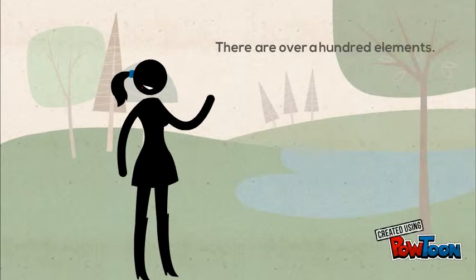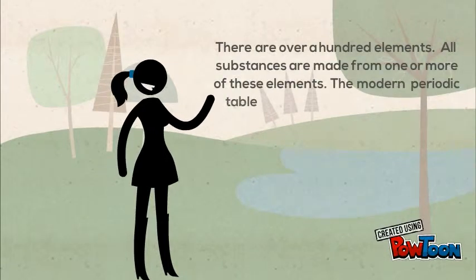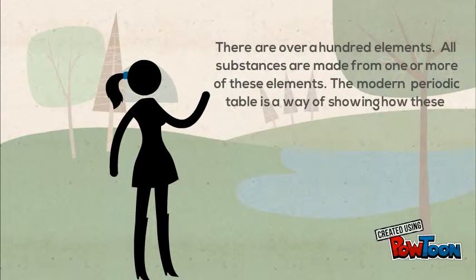There are over 100 elements. All substances are made from one or more of these elements. The modern periodic table is a way of showing how these elements can be ordered.